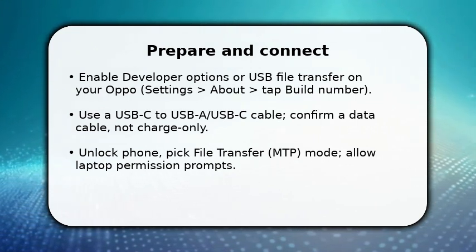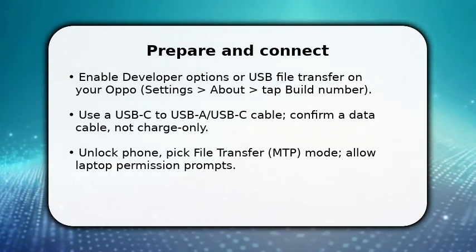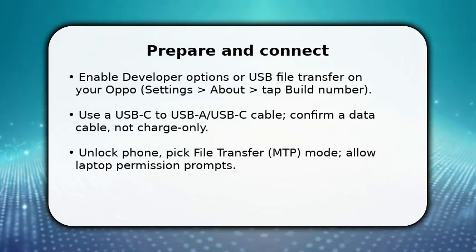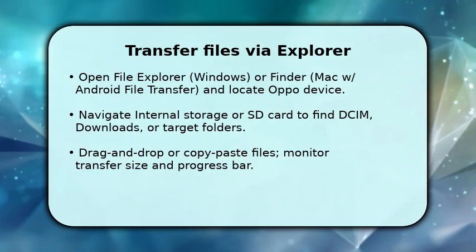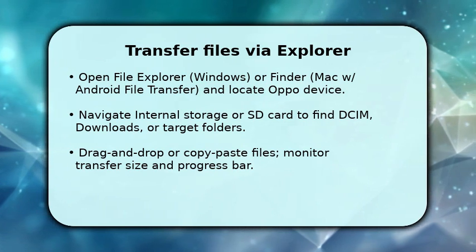Make sure to accept any permission dialog on the phone. This authorizes access and prevents permission errors later. Now you're ready to open the laptop File Explorer and locate the phone as a drive. On your laptop, open File Explorer and find the Oppo device listed under This PC or devices.